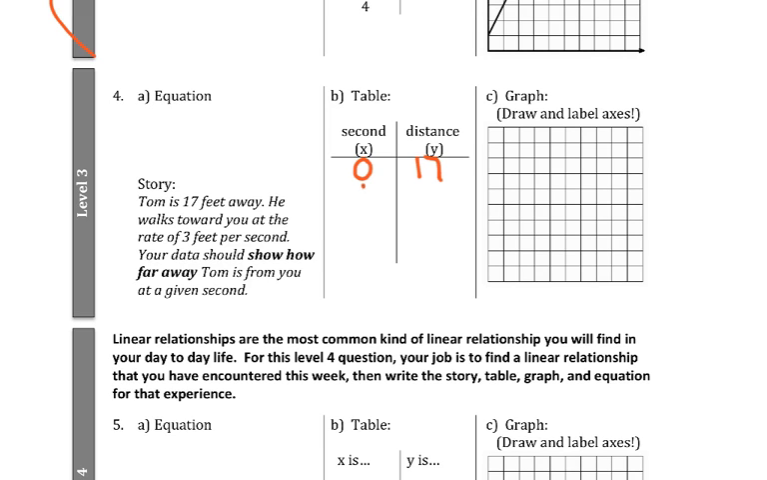So like after 1 second, he's 3 feet. It doesn't mean that he's 3 feet away. It means that he's walking towards you at that distance. So 17, he's going to get 3 feet closer. I think that means that he's going to be 14 feet away. And then after 2 seconds, he's going to be 3 feet closer, which is going to put him at 11. Then he's going to be at 8. And then at 5, okay? So you're just going to continue like that.